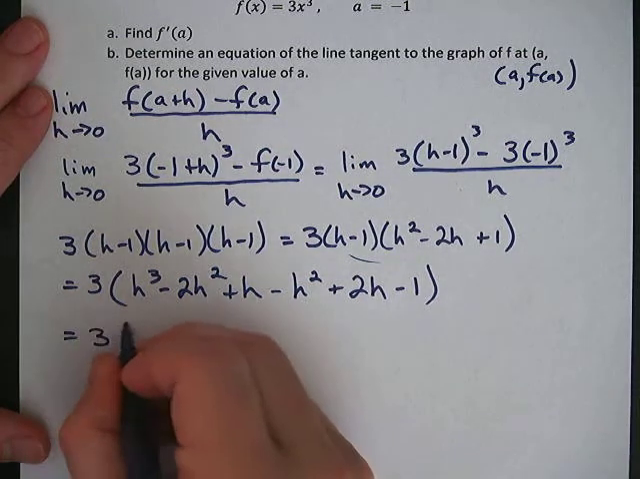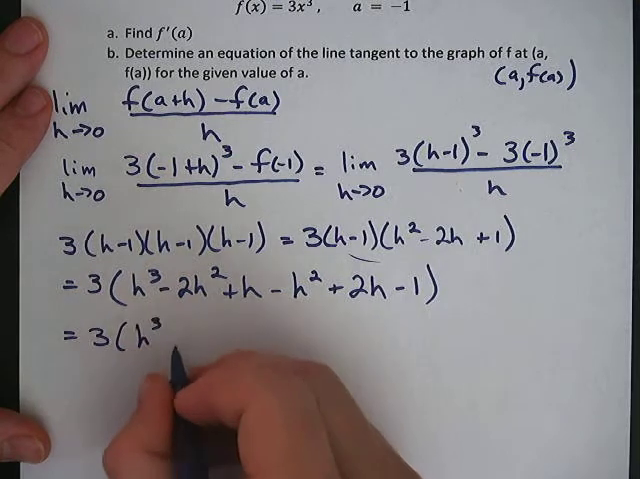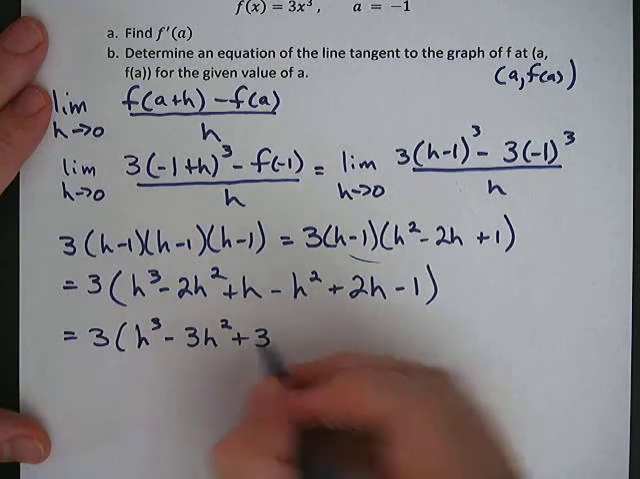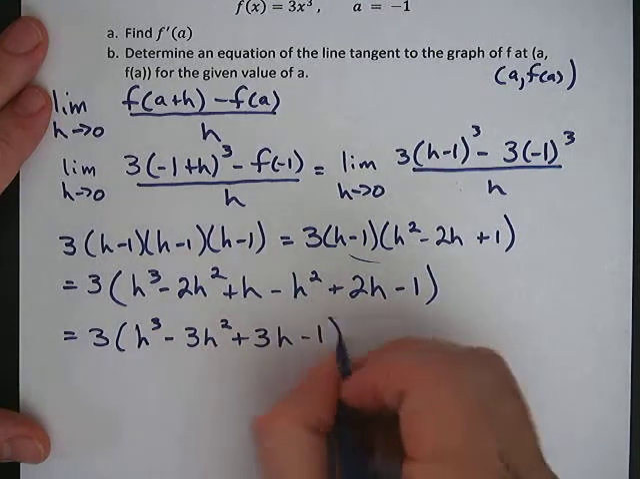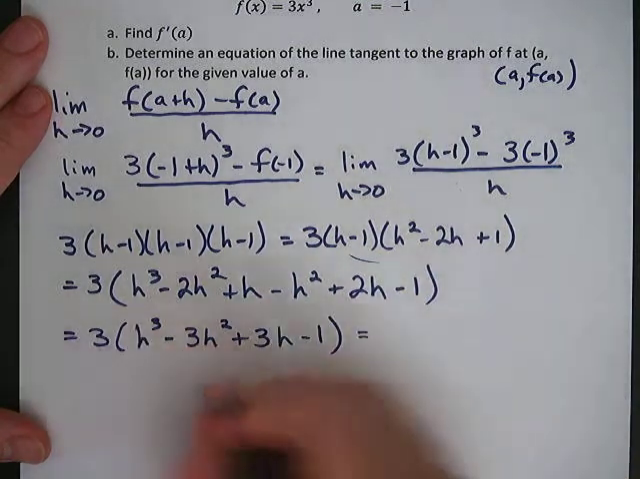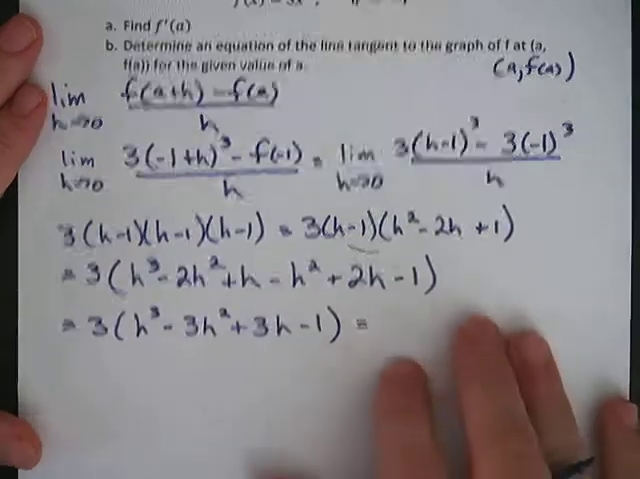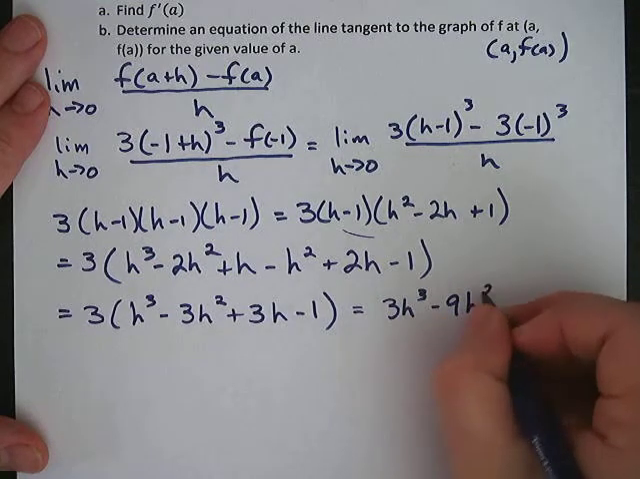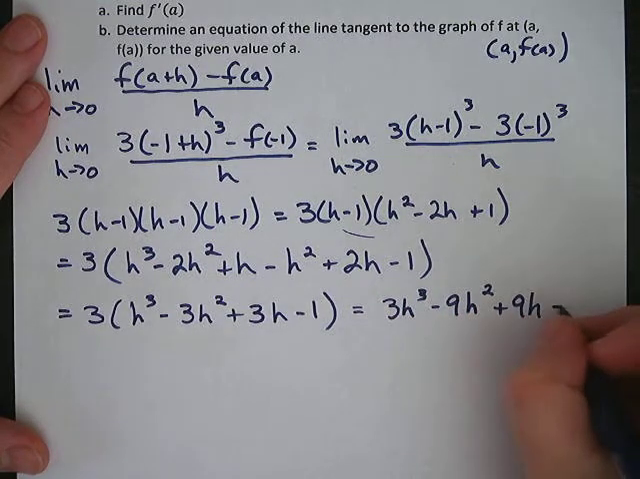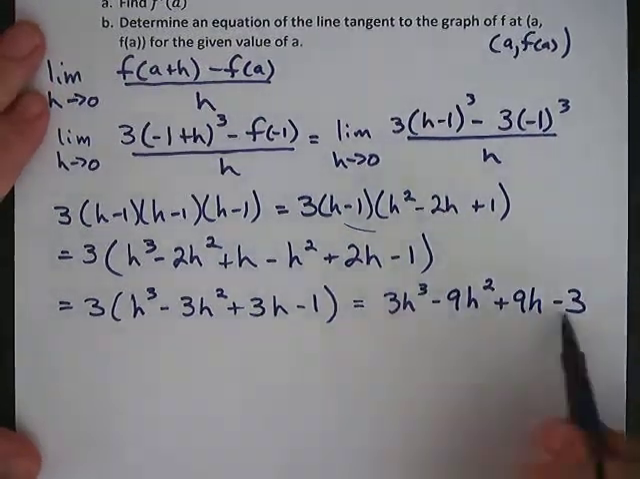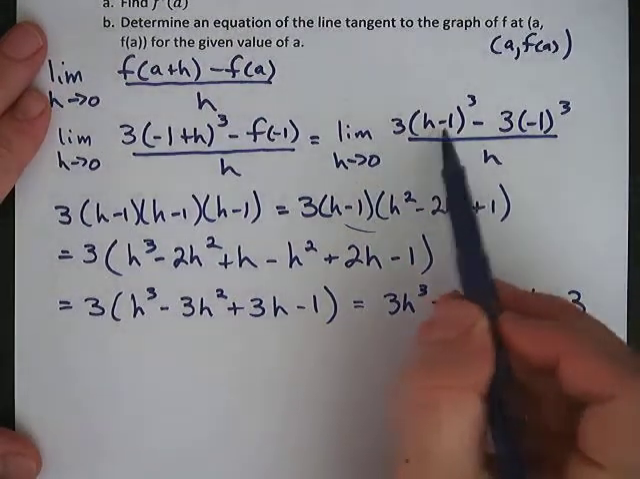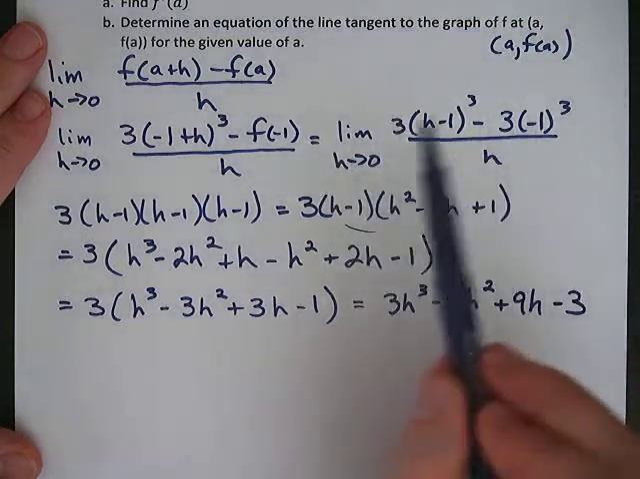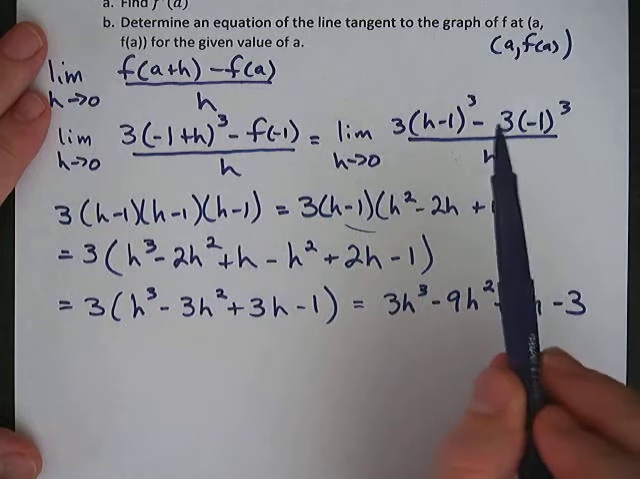So let's keep the 3 out front for now. h cubed minus 3h squared plus 3h minus 1. Okay, and then when we distribute the 3, we get 3h cubed minus 9h squared plus 9h minus 3. So all of this right here is this expanded out. When we write this whole fraction, this definition of a limit, we're still going to have to take care of this term over here.